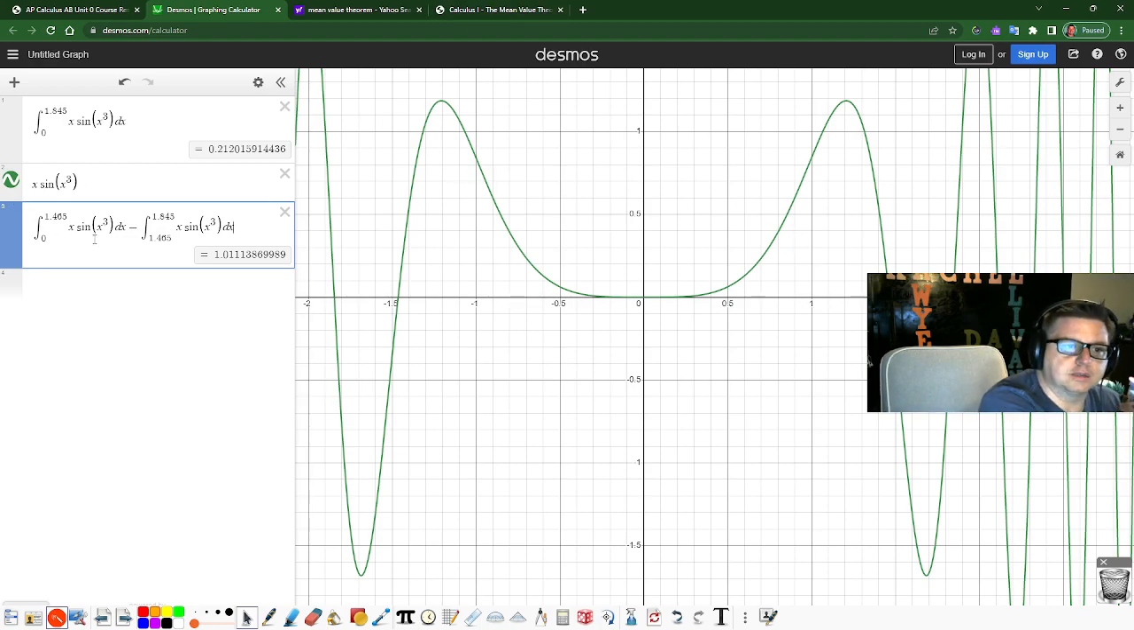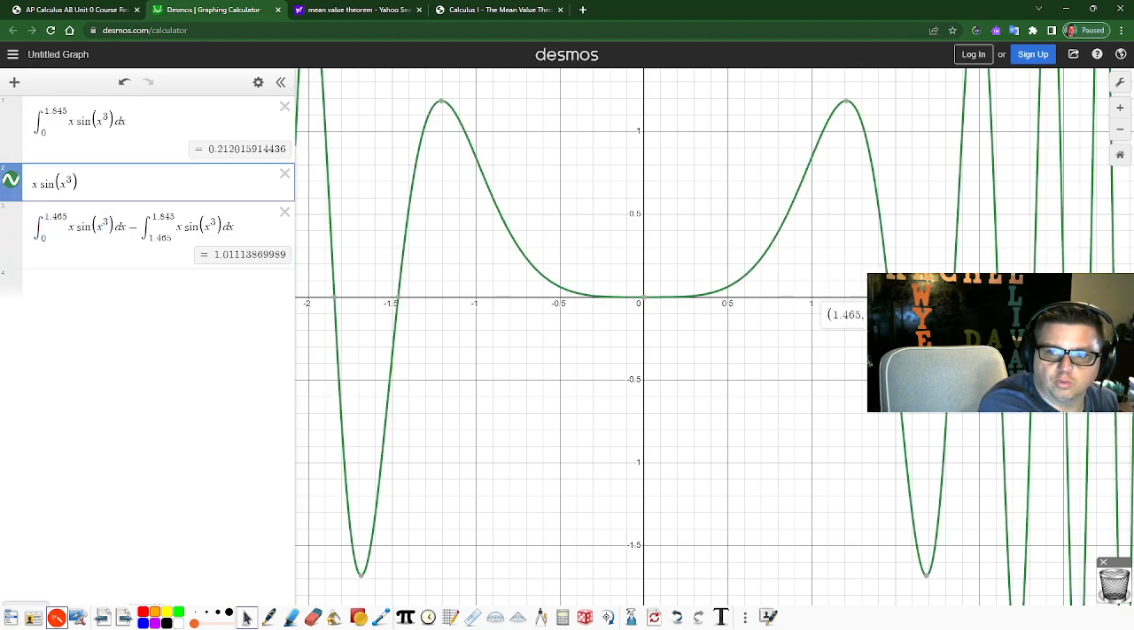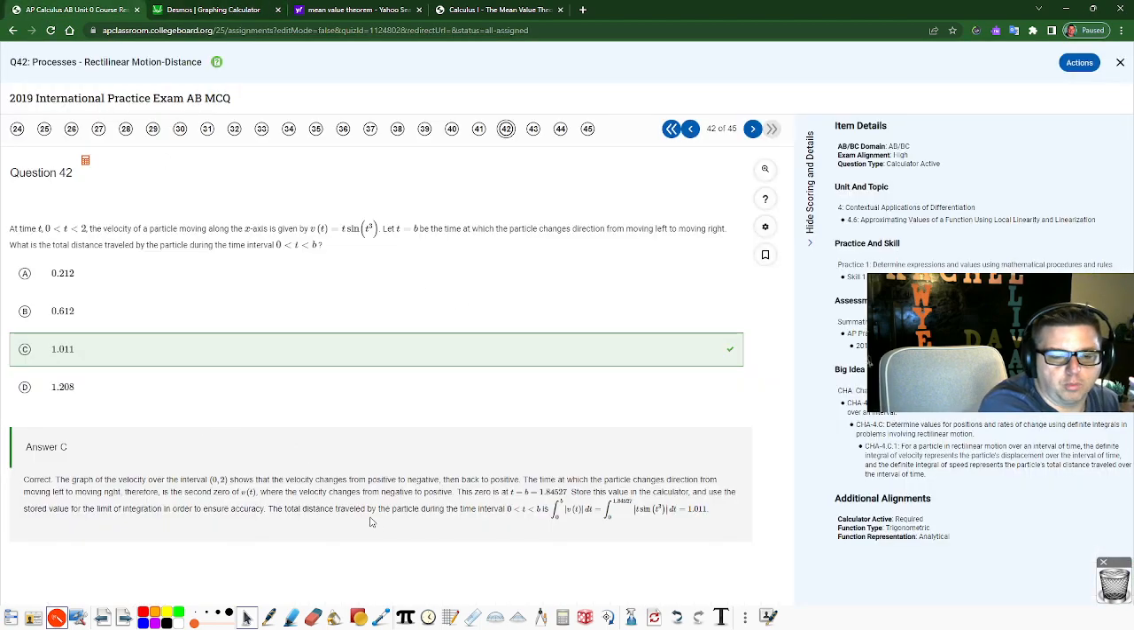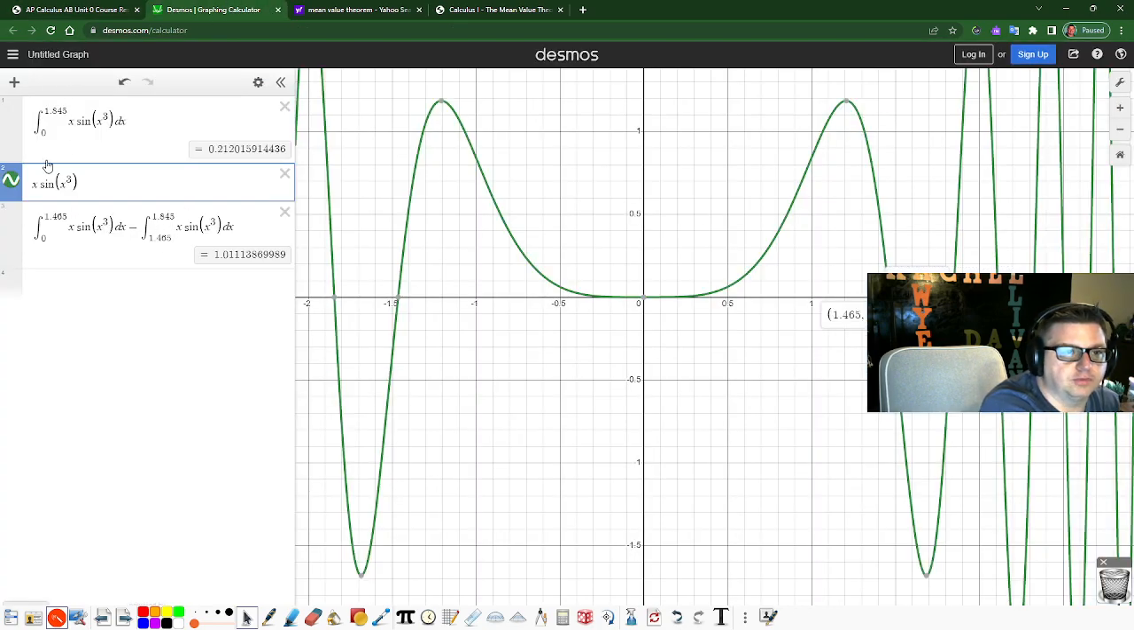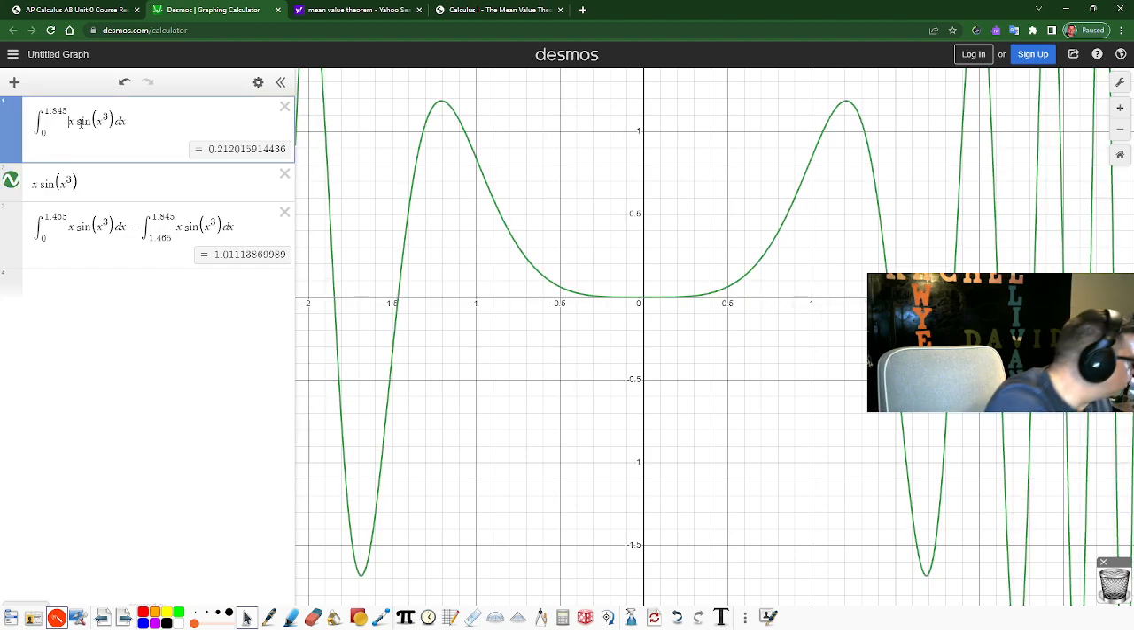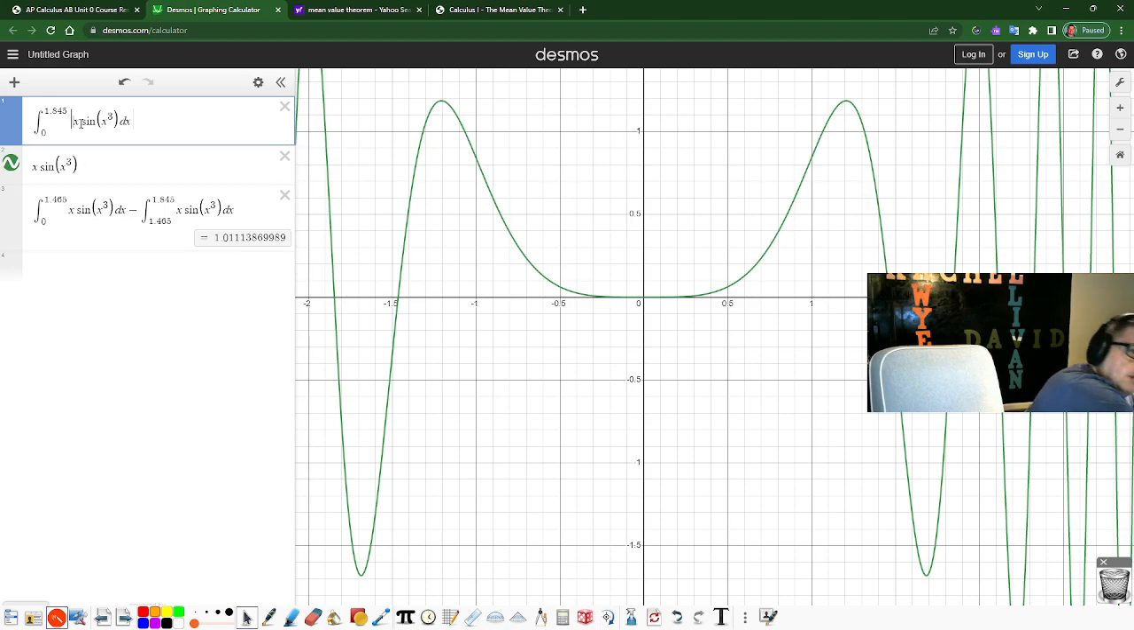So what they want is, let's find the positive integral from 0 to 1.465. That's already positive. But what we need to do is flip this one over in order to get this value as well. So that's why we subtract it, to flip it over the x-axis. And then that's where we get the 1.011. And you could actually put this integral into your calculator. I just don't know how to do absolute value. Maybe there's a key. Here we go. Let's see if that works.